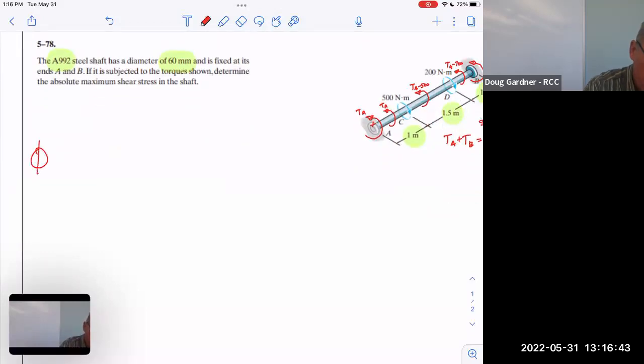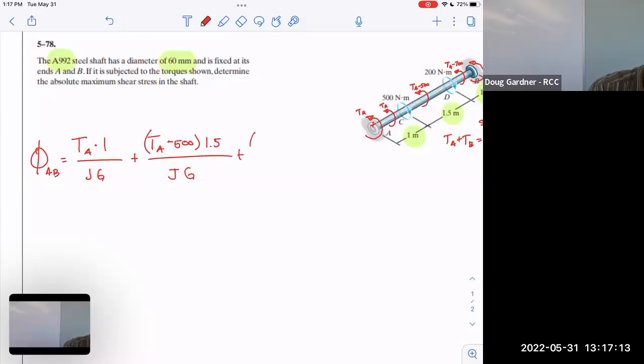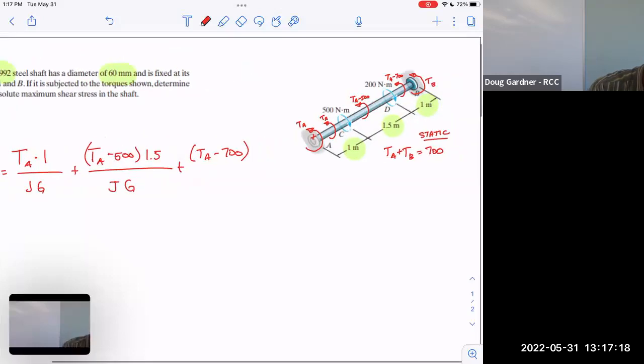So the twist all the way from A to B. For the first section, torque of A times its distance of 1 meter divided by JG, plus the torque here, which is torque of A minus 500. And notice I need parentheses there, times its distance of 1.5 meters divided by JG, plus the torque of A minus 700 times its distance, which is back to 1 meter, divided by JG.